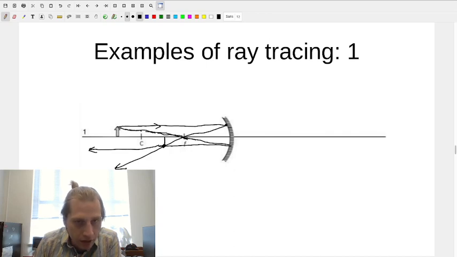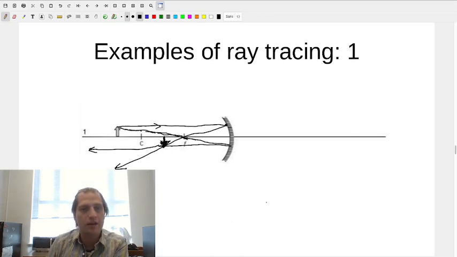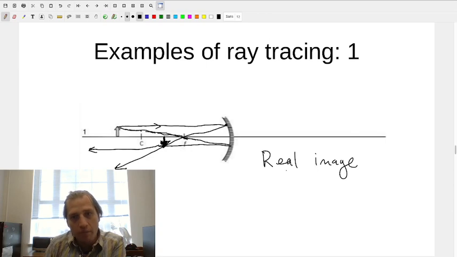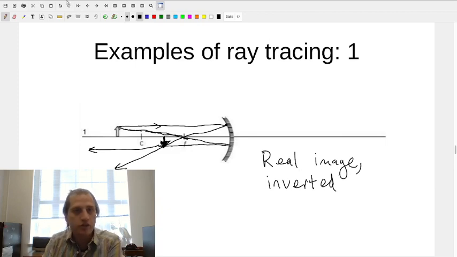And it turns out that if we did all of the other points on this, we could also find out where they are imaged to, and we would end up with a little image of a pointer that is upside down. So this is a real image, because the rays are coming together, and I could focus that on a little screen, but it is inverted. That means it's upside down. Let's try another example.